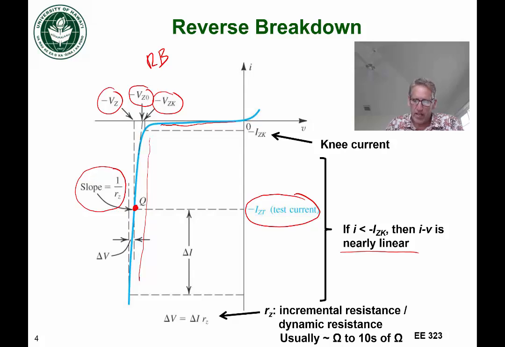And this RZ, we can think of it as an incremental resistance. It's usually pretty small, on the order of tens of ohms or single ohms. So in other words, this line is very steep and the current changes very rapidly with a small change in voltage.